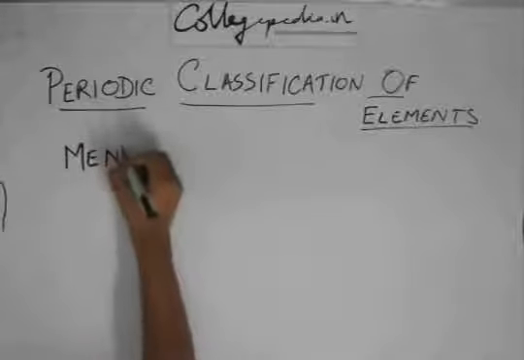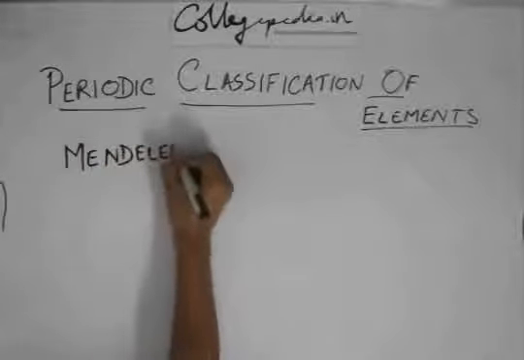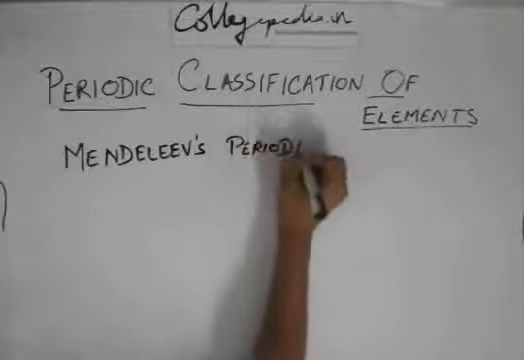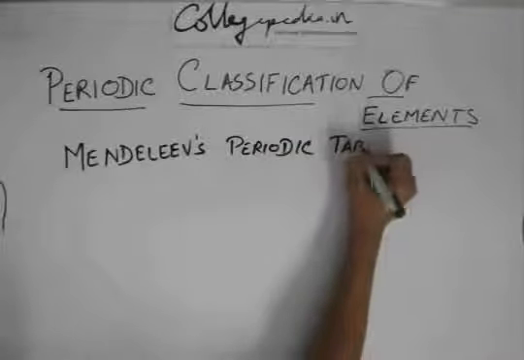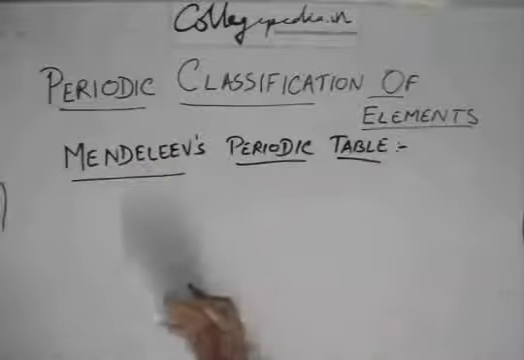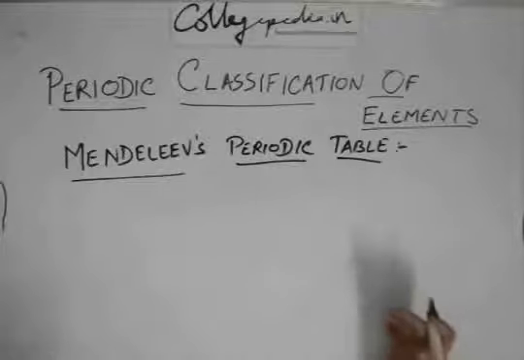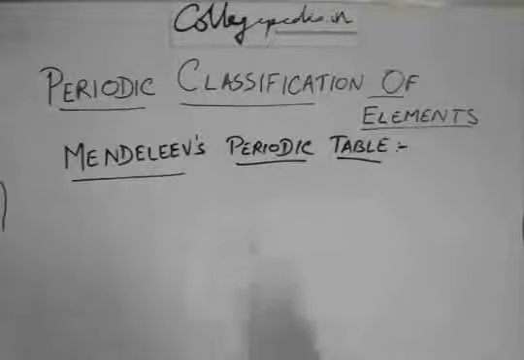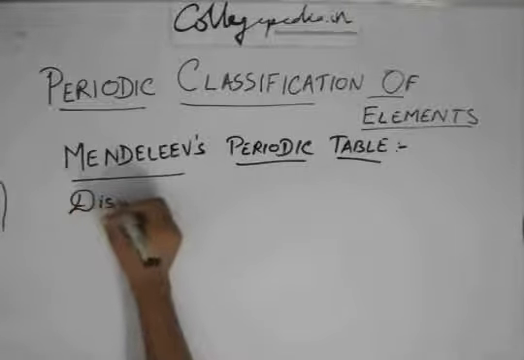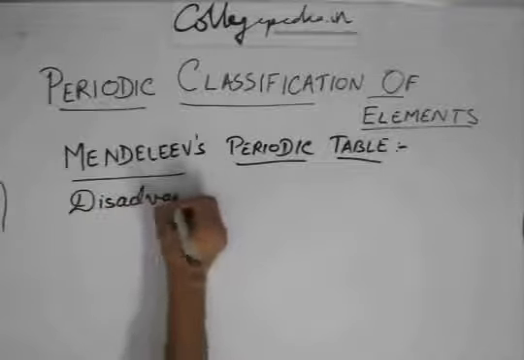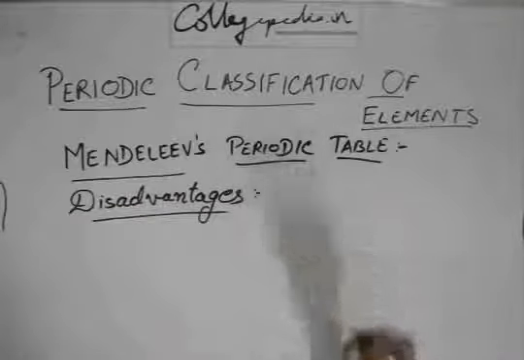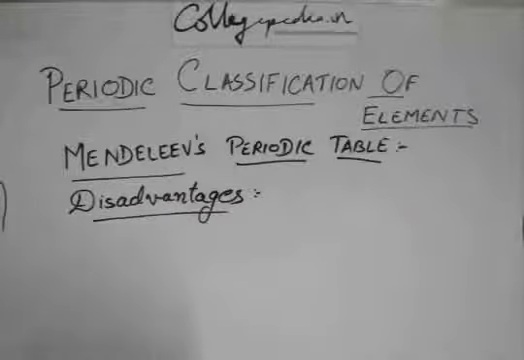Okay, so we were talking about Mendeleev's periodic table. We have seen its advantages over the previous Newlands' law of octaves and Döbereiner's triads. Now, Mendeleev's periodic table, certainly, as with everything, has its disadvantages. It had disadvantages, and that is why the new periodic table has come to overcome them.